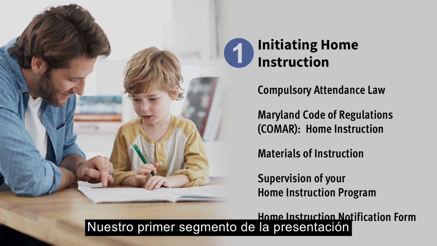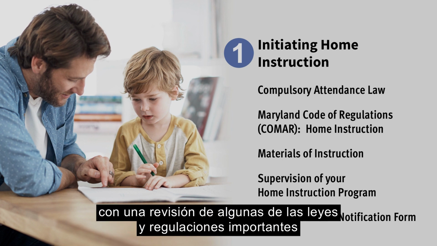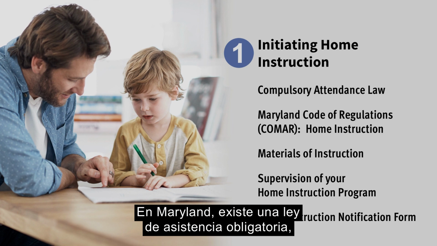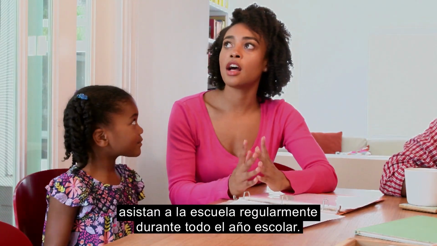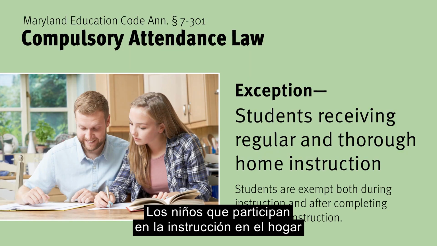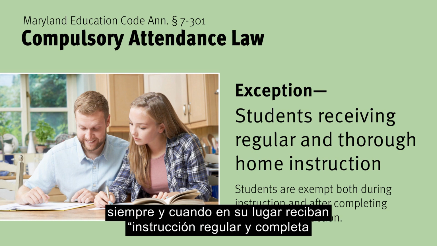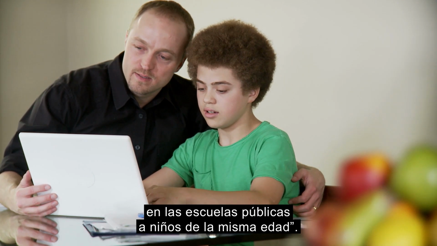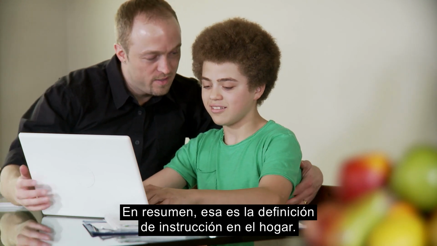Our first segment of the presentation will focus on the initiation of home instruction. We will begin our discussion with a review of some of the important laws and regulations specific to home instruction in Maryland. In Maryland, there is a compulsory attendance law, which requires children between the ages of 5 and 18 to attend school regularly during the entire school year. Children who participate in home instruction are exempt from that law, so long as they are instead receiving regular, thorough instruction during the school year in the studies usually taught in the public schools to children of the same age. In short, that is the definition of home instruction.